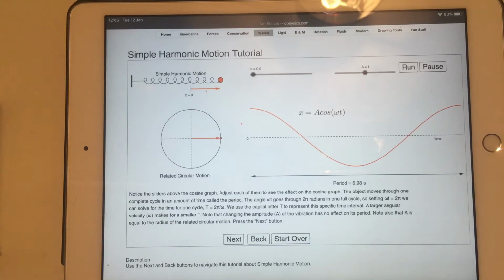Right, so what we can see is given, and we'll see where this equation comes from in a moment. We'll derive this for ourselves in a moment. But I just want to show you what happens when we change that omega there.